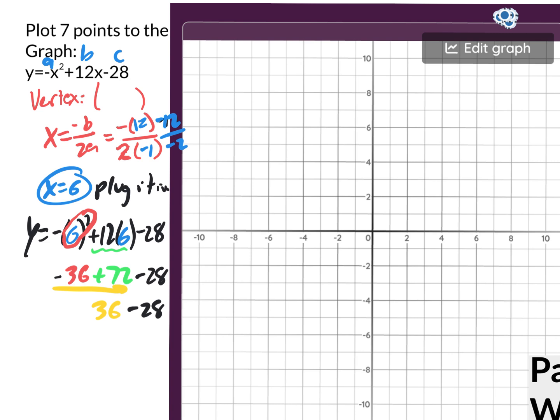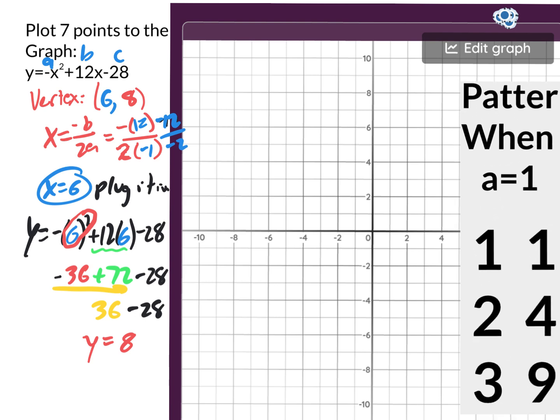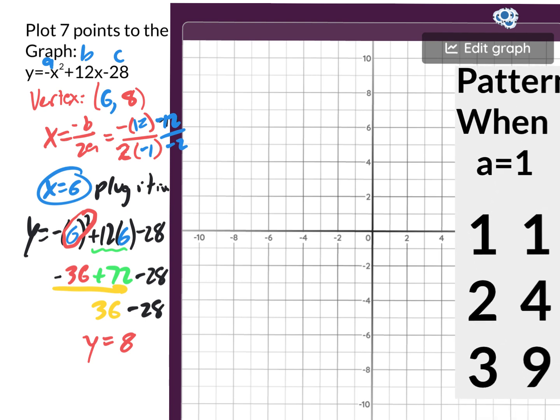36 take away 28 is, man, I can't think right now. I don't use a calculator. 8. Okay, so that is 8. And that means that Y equals 8. So we have our X value of our vertex being 6 and our Y value of our vertex being 8. And we do know that this parabola opens down because the A value is negative 1. And because it's negative 1, we are able to use the pattern 1, 1, 2, 4, 3, 9.